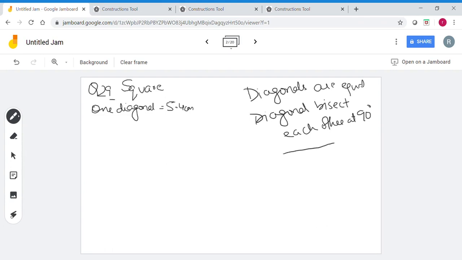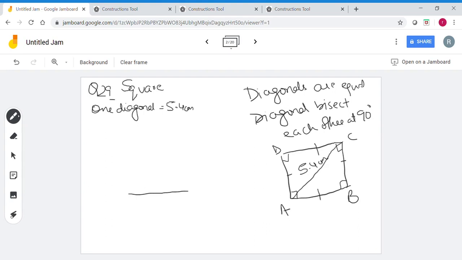Let's do a rough diagram. This is my square. All vertex angles are 90. All sides are equal, and one diagonal is 5.4 centimeter. So how do we do the construction? We know this is the only thing we know. So let us construct AC first. So I construct AC of 5.4 centimeter.